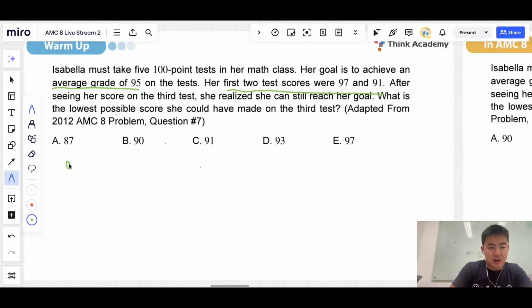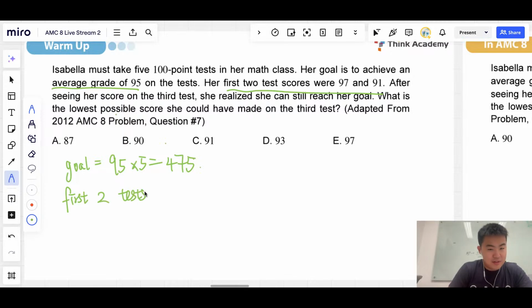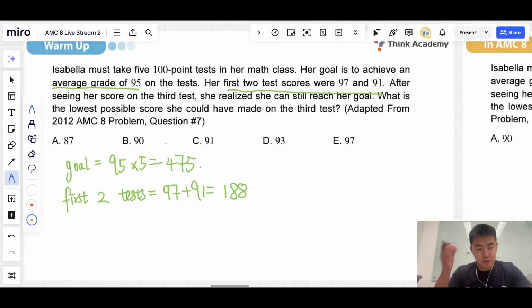So first, let's calculate what the goal is. The goal is basically 95. That's the average. So times 5, you get 475. Okay. So that is the total score to have on the 5 exams. And we are also given that for the first two tests, Isabella got a 97 and a 91. So that is 188. So this is the total score that Isabella got for the first two tests.